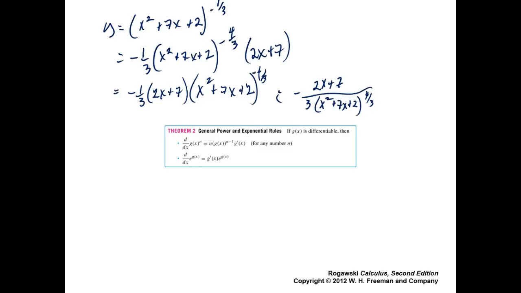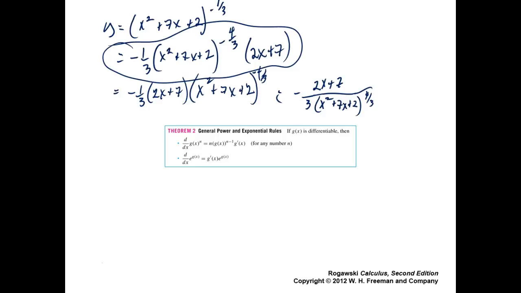Let's just see how they wrote their answer. I can't find it. They didn't do it. No, there it is. They left it in that first form that we had it. They left it in this form right here: negative 1/3 x squared plus 7x plus 2 to the negative 4/3 power times 2x plus 7. Okay?